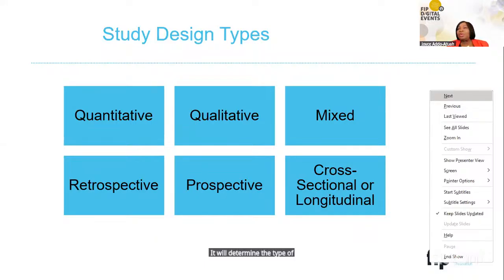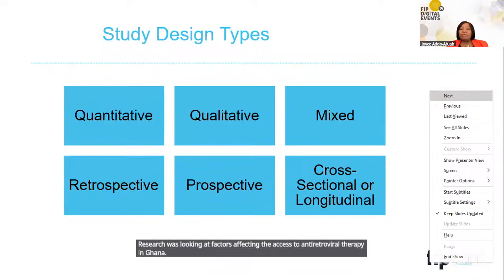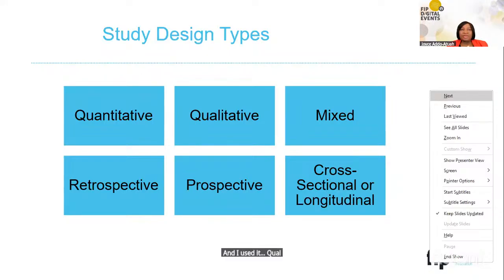design that we'll take. For example, my PhD research was looking at factors affecting the access to antiretroviral therapy in Ghana. And I used the qualitative methods. But inside there were quantitative as well.